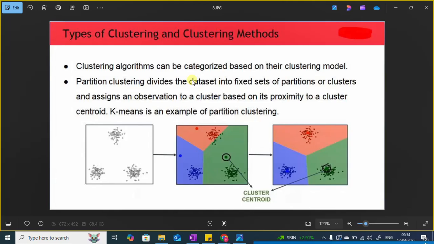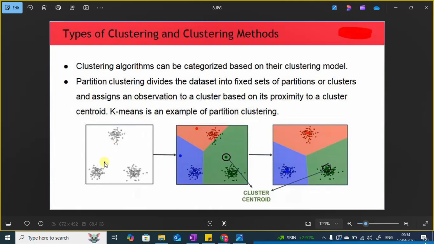As I told you, that is partition clustering. Clustering algorithms can be categorized based on their clustering model. Partitioning clustering divides the data set into a fixed set of partitions or clusters and assigns an observation to a cluster based on its proximity to a cluster centroid. K means is an example of partitioning clustering. As I told you, we are going to see extensively in the next class K means clustering, which is an example of partitioning clustering.